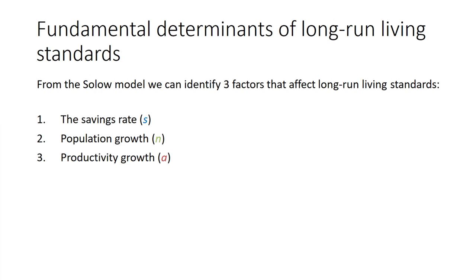Now, there are three factors that we can identify that could change living standards in the long run, or GDP per capita in the long run. And these are the savings rate, the population growth rate, and productivity growth. In this video, we are going to be analyzing the savings rate and looking at what the implications of changing the savings rate for growth are, and what the limitations to that are.